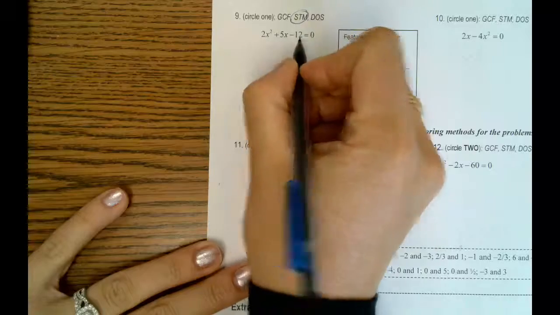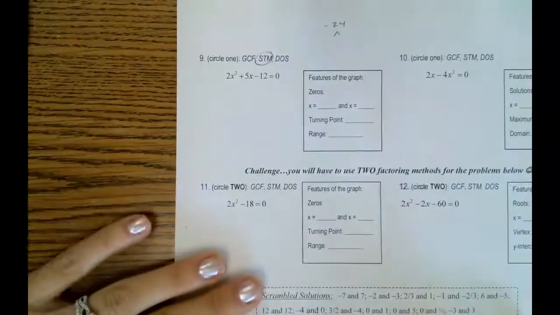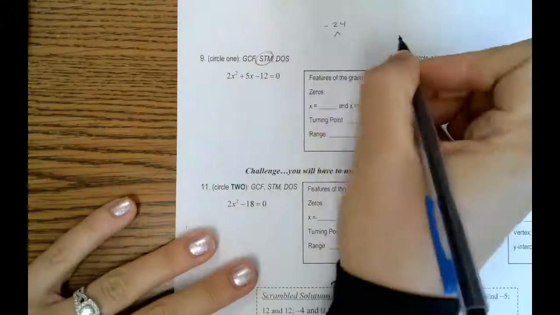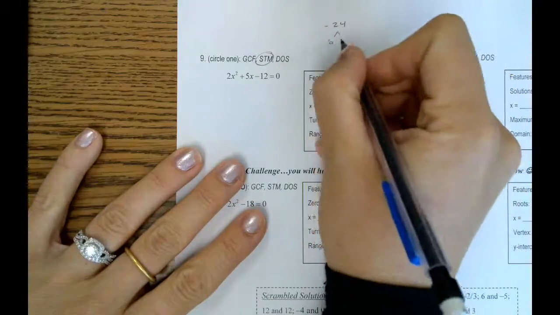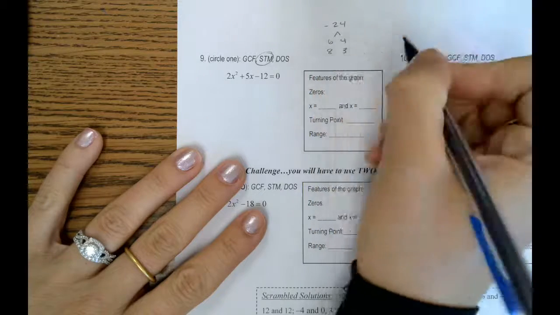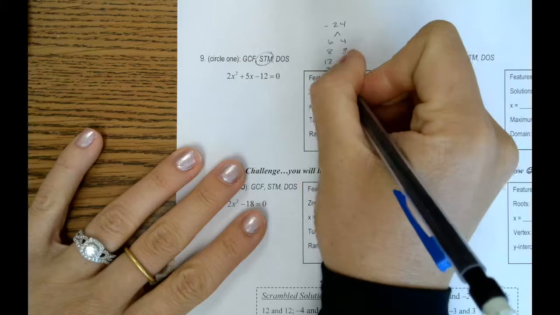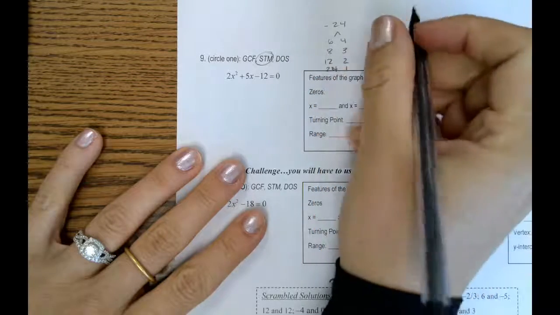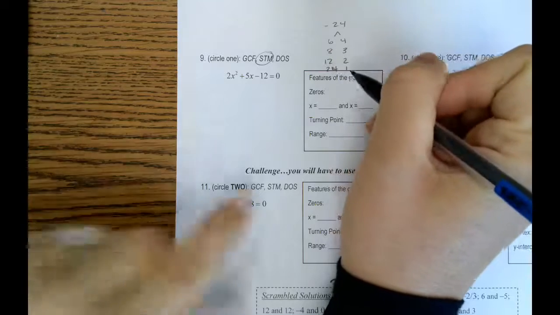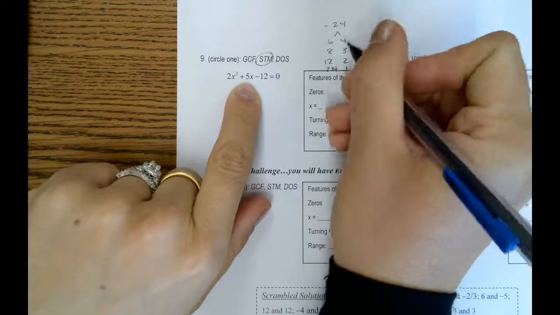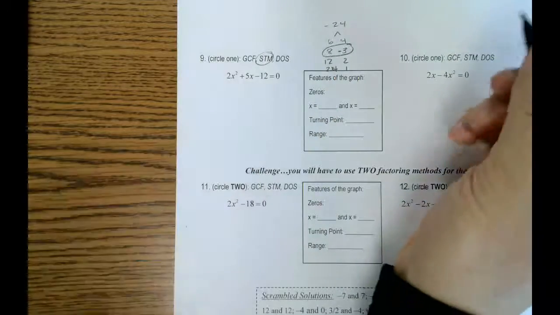So we do 2 times negative 12, which is negative 24. And then we find all of the different combinations to get to negative 24. So we could do 6 and 4, 8 and 3, 12 and 2, 24 and 1. It looks like since we have a negative 24, we're going to have to make one of our numbers negative, and we want a positive 5. So if I do 8 and negative 3, that would get me to a positive 5.